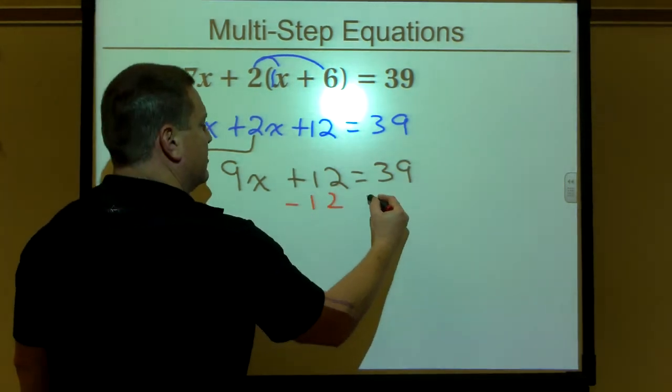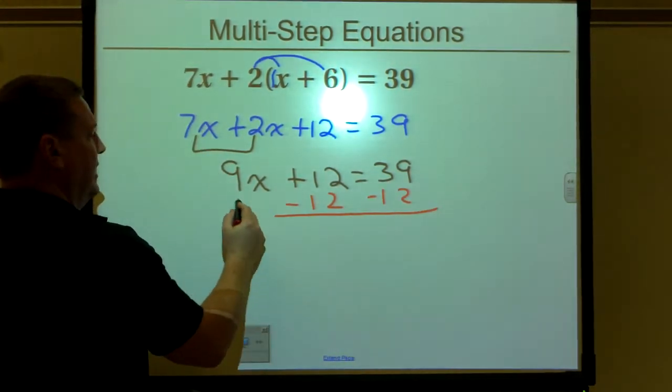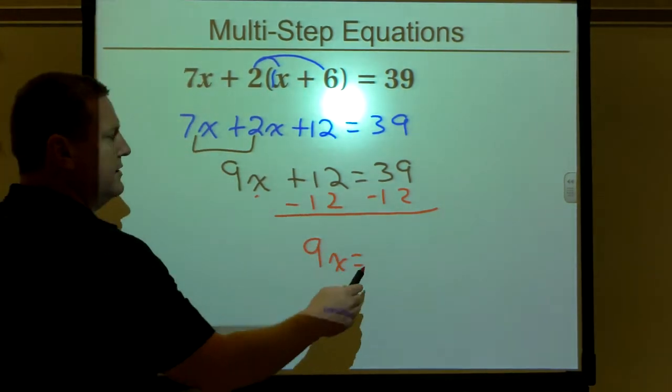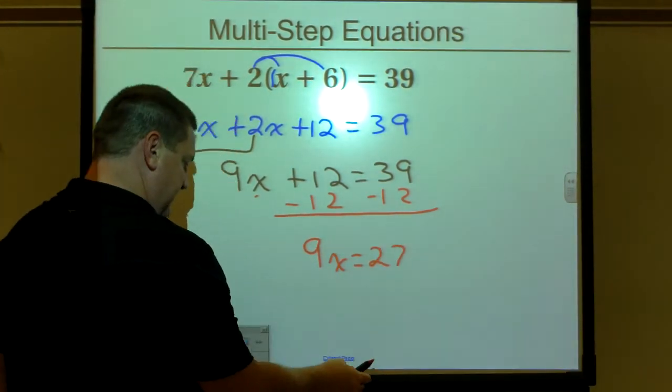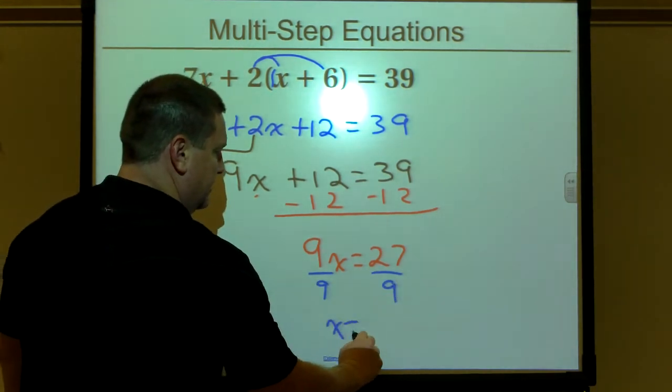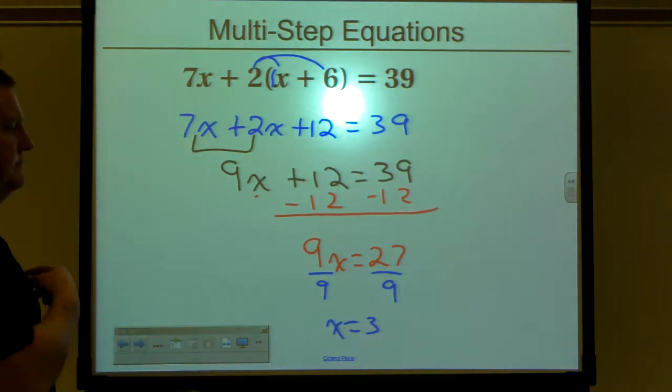So I'm going to minus 12. I still have a 9x on this side, because this is 0. And then 39 minus 12 is going to leave us with 27. Divide both sides by 9, and x ends up equaling 3.